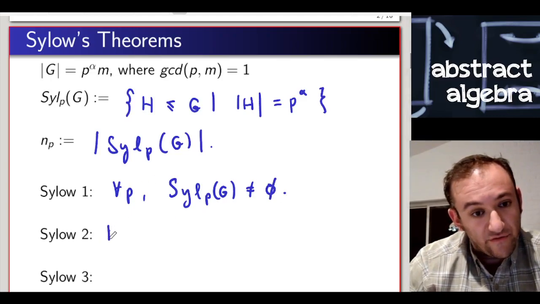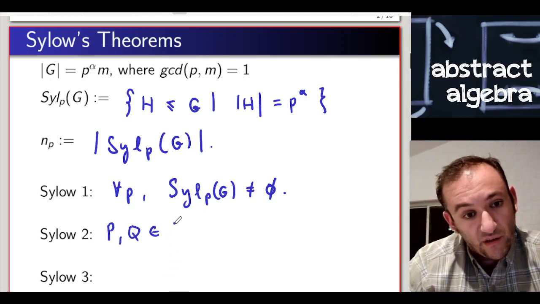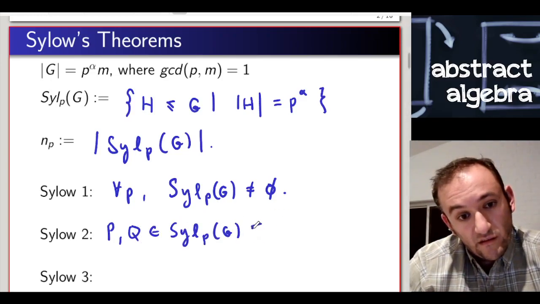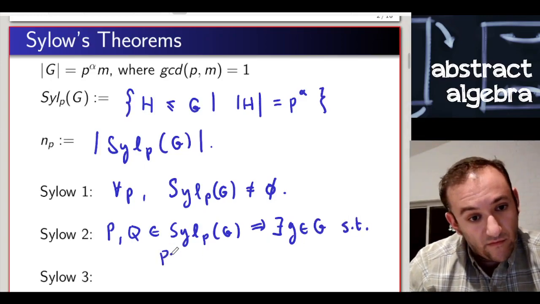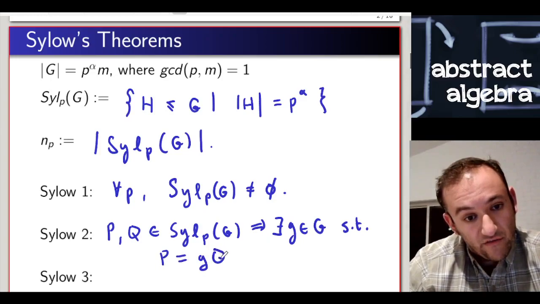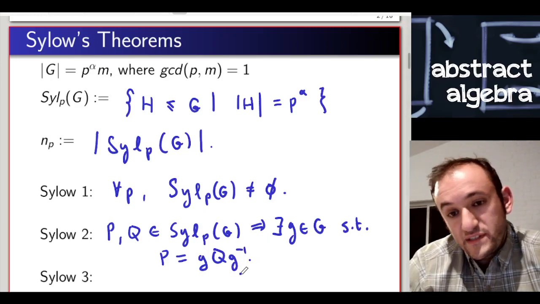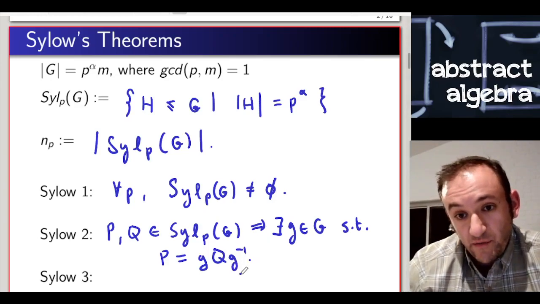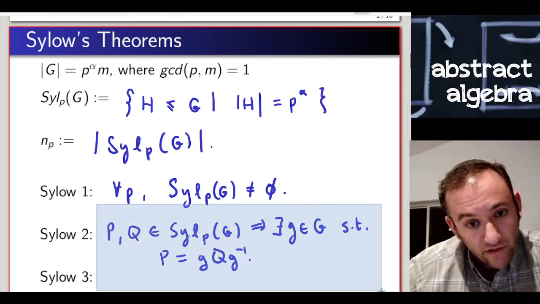Sylow 2 states that if you have two distinct Sylow p subgroups, P and Q in the set of Sylow p subgroups, then you should find a group element g such that P is the conjugate of Q under that group element. So this tells you that all of the Sylow p subgroups are related to each other by the action of conjugation.